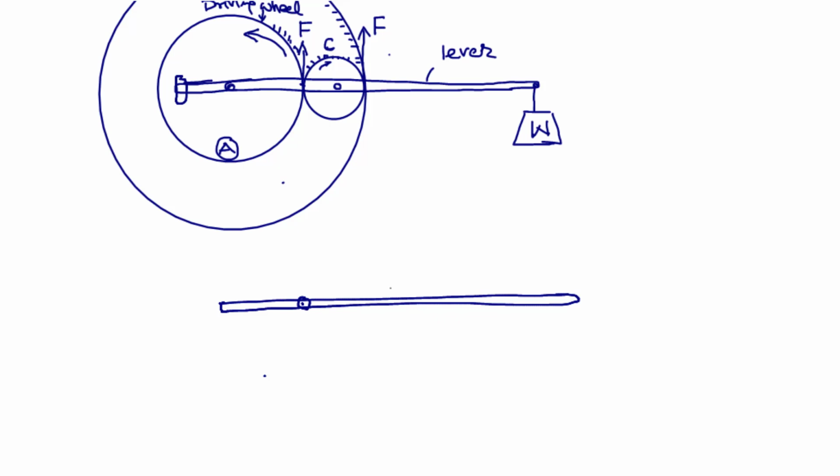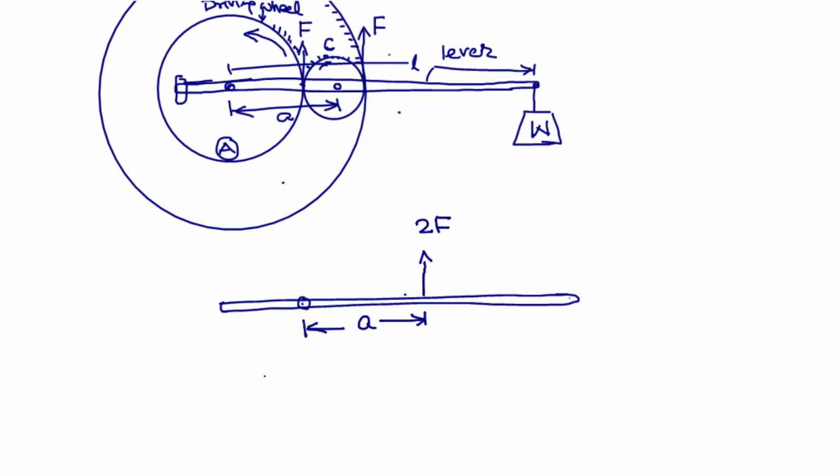Here a tangential force F, and this is F, which is vertically upward, and this distance is A, and this is L. Then the forces F are replaced by a single force equal to 2F, that is F plus F, 2F, which acts at A.